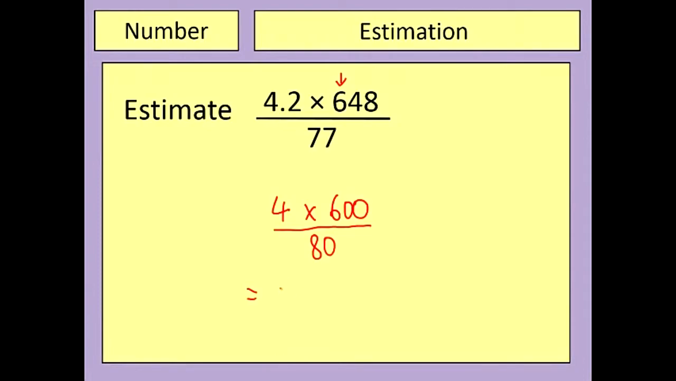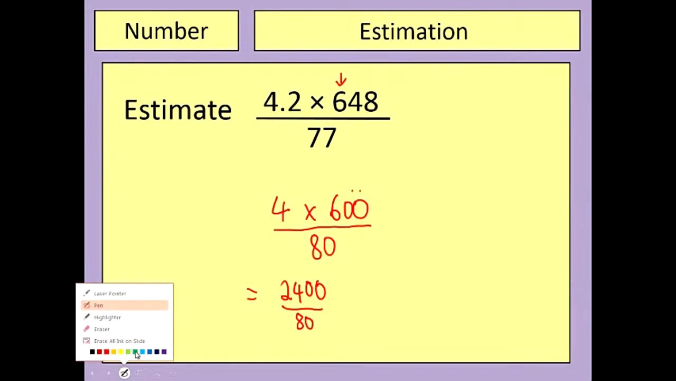So 4 times 6 is 24, and then there are 2 zeros here that I need to add on, and then we're going to divide that by 80. We'll use our dividing by 10 strategy again, so let's divide by 10 and divide by 10 again, and now we've run out, so we need to do 240 divided by 8. Well, 24 divided by 8 is 3, and there's still an extra 0, so the answer to this question would be 30.